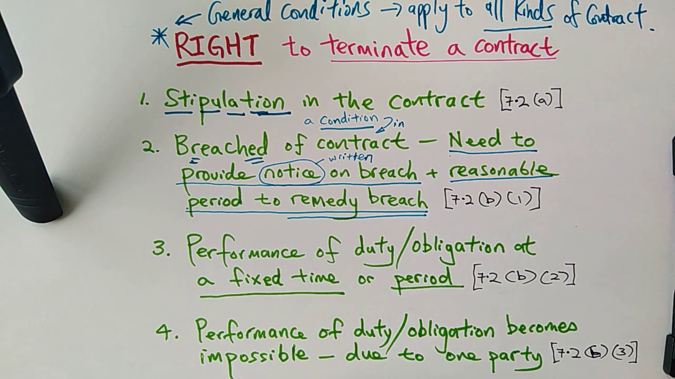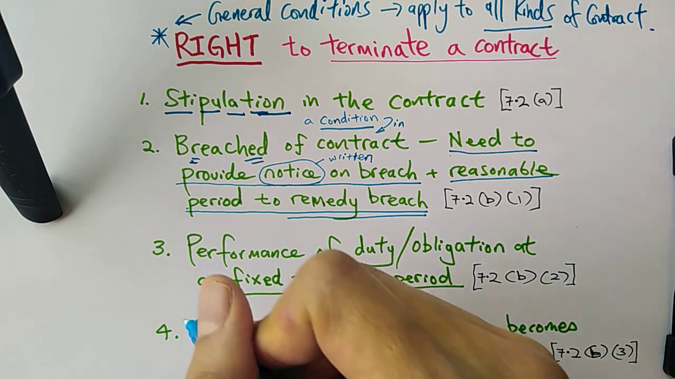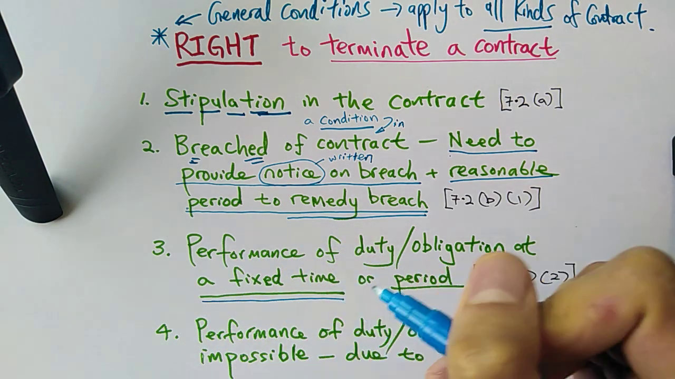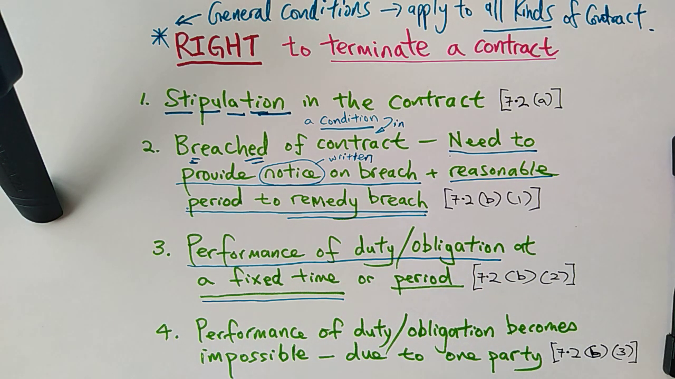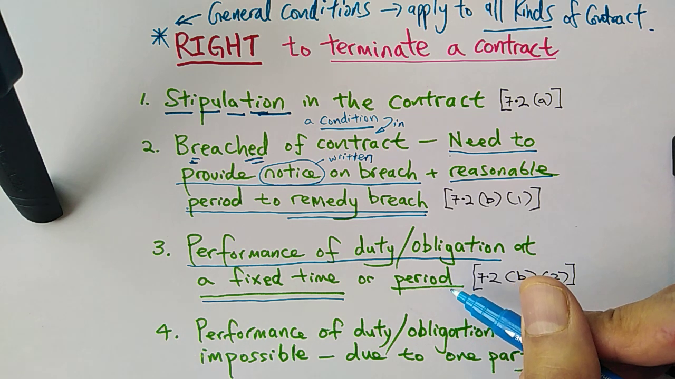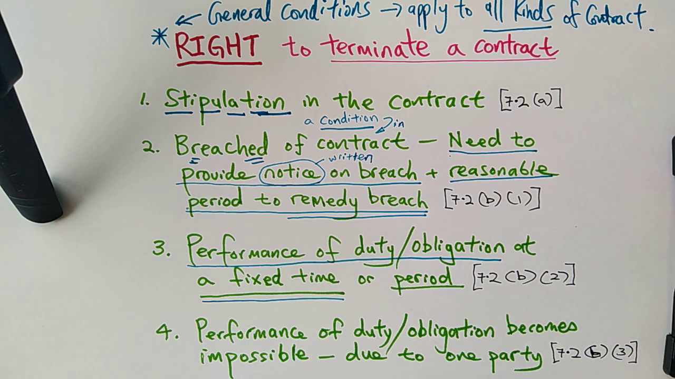The third right for termination of a contract can arise in a certain kind of contract. What kind of contract? A kind of contract where the performance of the obligation, the duty or the agreement to perform something in the contract, has to take place at a fixed time or within a certain time. And this time has passed and the performance did not take place.